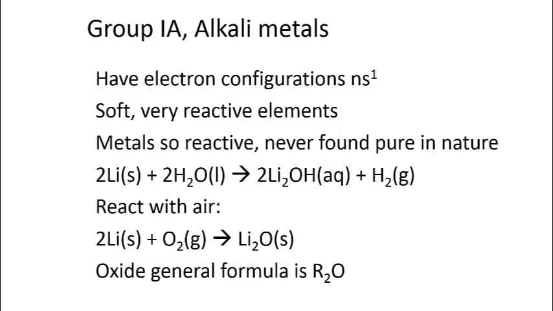Group 1A is the alkali metals. These elements all have electron configurations in the form ns1. These are soft, very reactive metals, and their reactivity increases as you move down the column. In fact, these metals are so reactive that they are never found in pure form in nature. When these metals undergo reactions, they tend to lose one electron, the single electron in their outer s subshell.